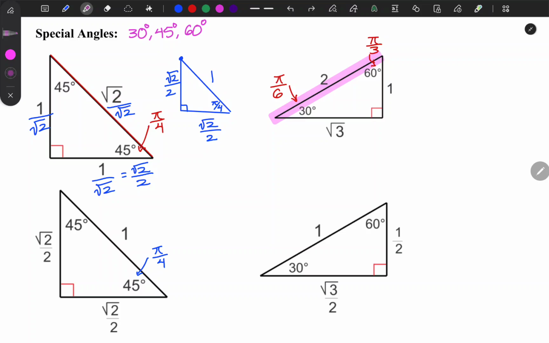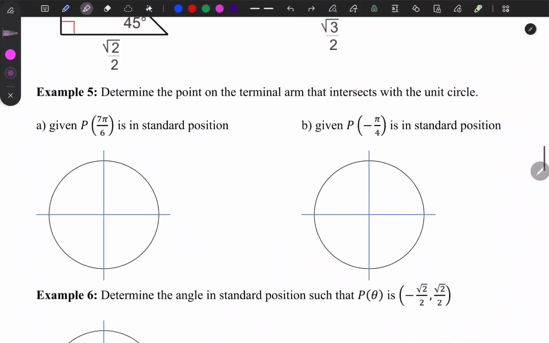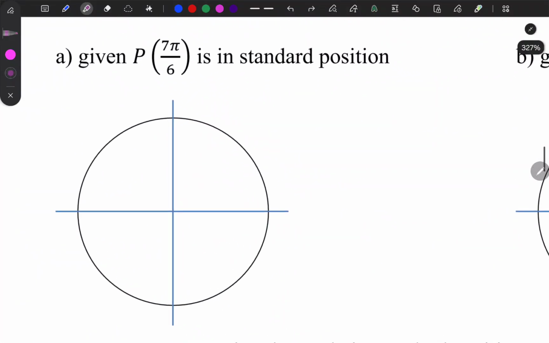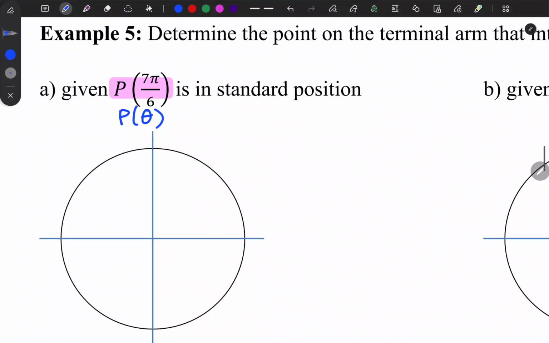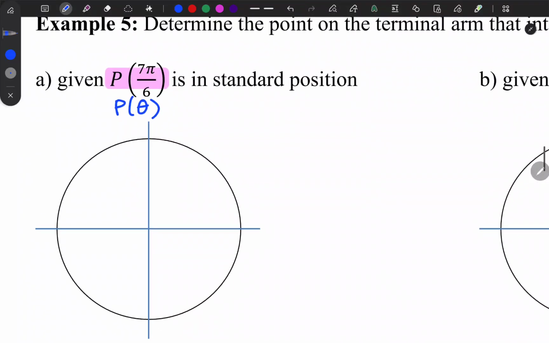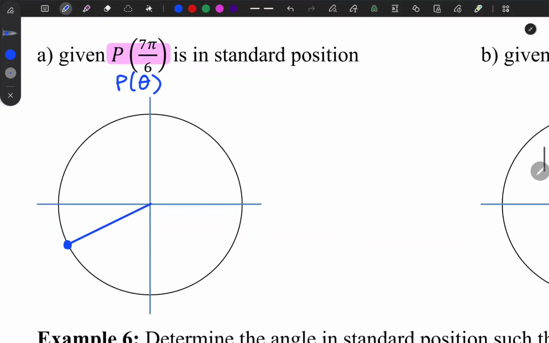Let's take a look at an example so you can see what I mean. So we'll come down and look at this. We are given p of 7 pi over 6. That is the notation I just showed above where we have p of theta. Let's start with a reference angle for this. Where will 7 pi over 6 be? It's a little bit more than pi, so it will be down here in quadrant 3 with a point on the unit circle.